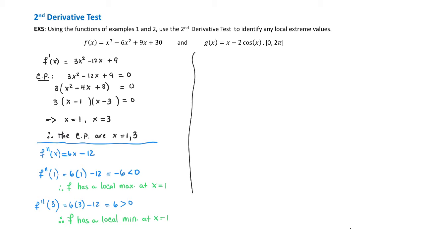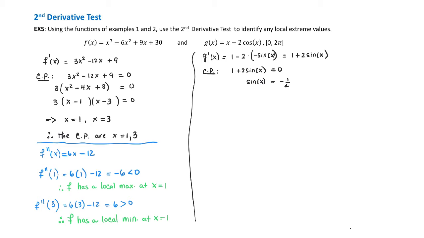Now on to the other one, g of x. We're going to do the same thing. We're going to find the first derivative. The first derivative is equal to 1 minus 2 times negative sine x. That is going to be equal to 1 plus 2 sine x. Now we're going to go ahead and find the possible critical points by taking 1 plus 2 sine x, setting that equal to 0. So then that means that the sine of x will be equal to negative 1/2.